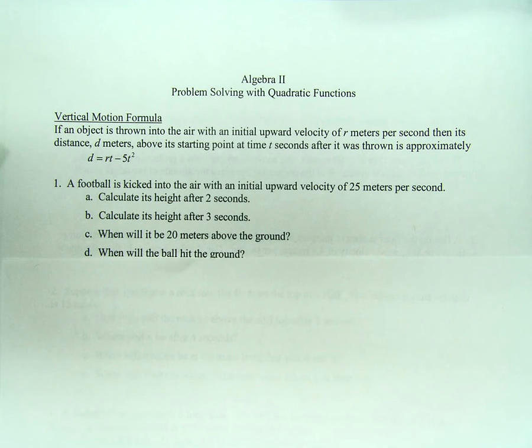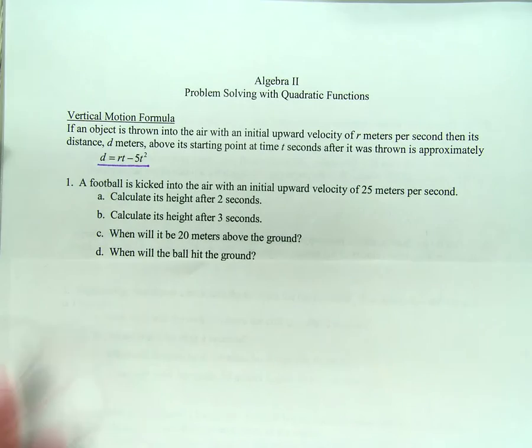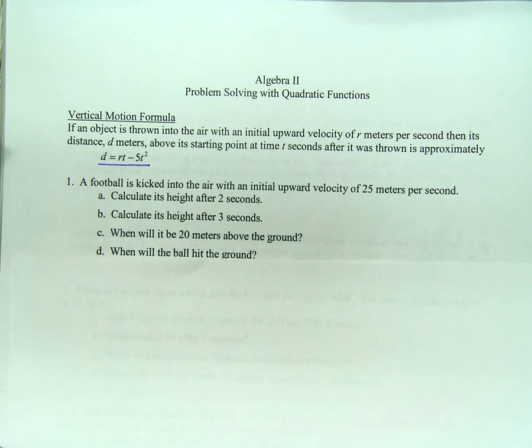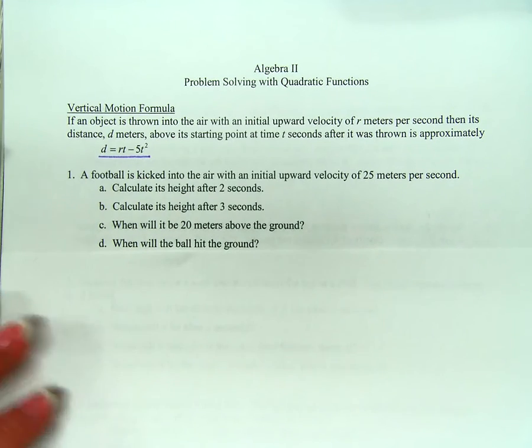If an object is thrown into the air with an initial upward velocity of r meters per second, then its distance, d meters, above its starting point at time t seconds after it was thrown is approximately d equals rt minus 5t squared. Okay? This beginning formula is what you'll use for every one of these problems on this page. But we've got to individualize it for every problem.